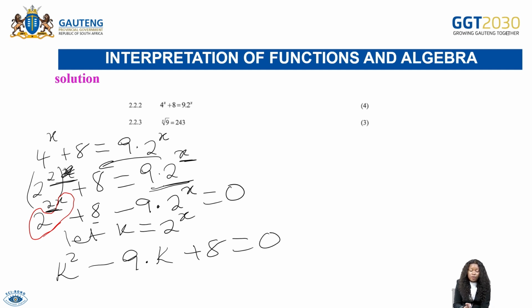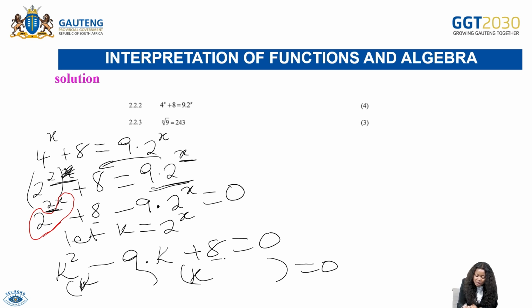So I don't know if you can notice, this is a quadratic equation. So you can use the quadratic formula to get your values of k, or you can just factorize. So I'm going to factorize because it's going to save time, but you can use the quadratic formula. So I substitute k, and another k. The factors of 8 that give me 9 are 8 and 1. So 8 times 1, I do get 8, and 8 plus 1, I do get 9.